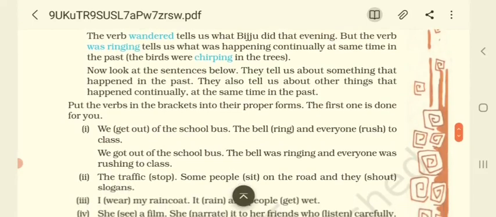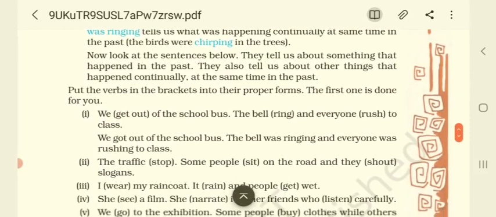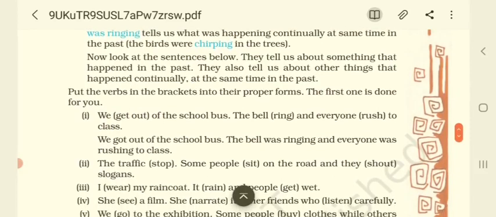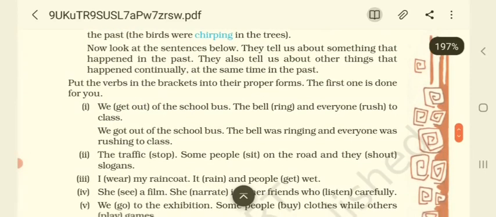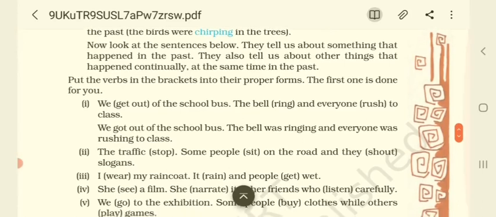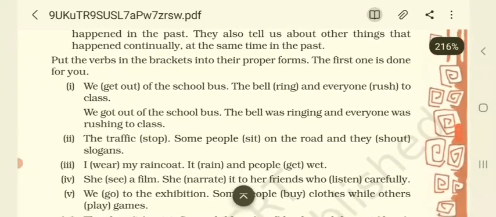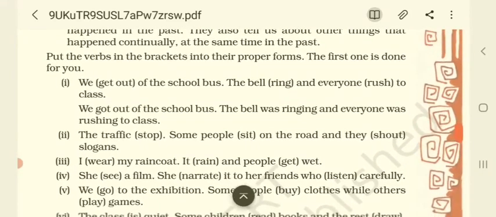Okay, so some sentences are provided below. You are asked to tell something that happened in the past. They also tell us about other things that happen continuously at the same time in the past. So verbs are provided to put in their proper form. The first one is also done. See, we get out of the school bus. The bell rang and everyone rushed to the class. We got out of the school bus, the bell was ringing and everyone was rushing to class.